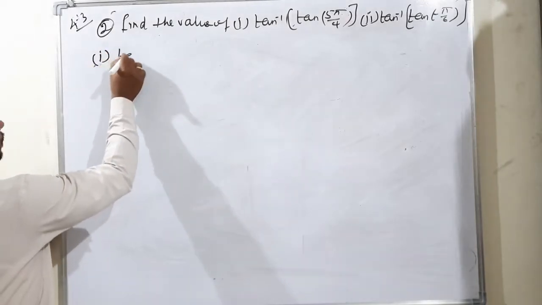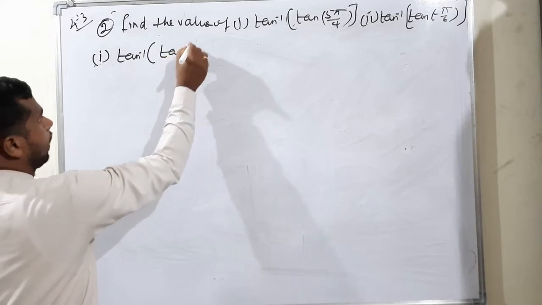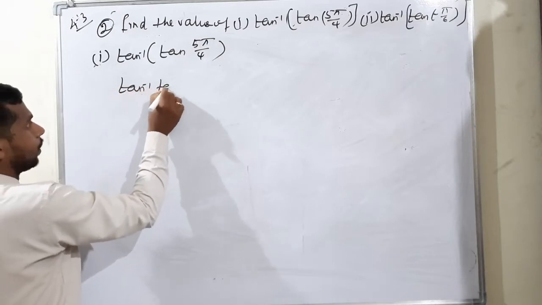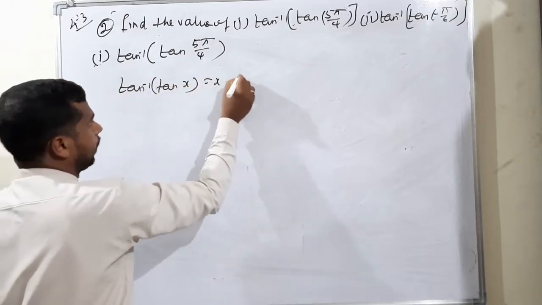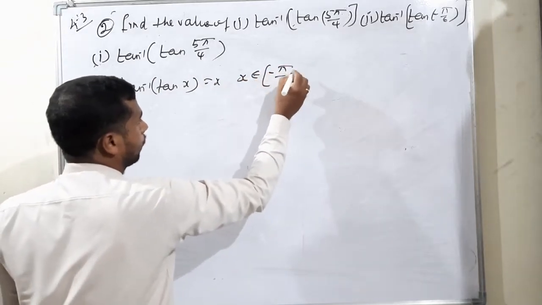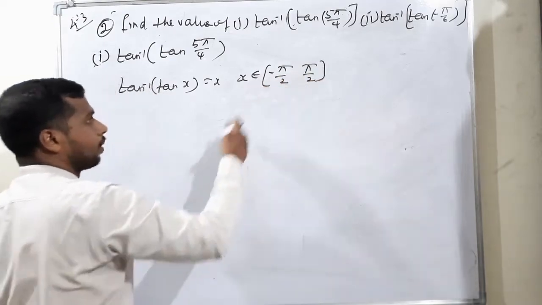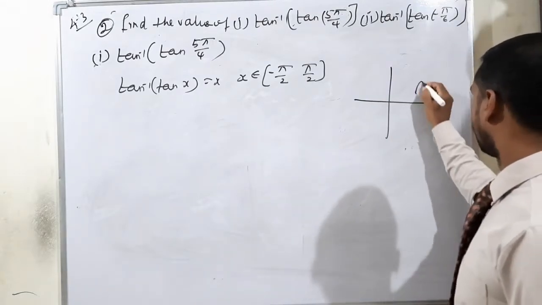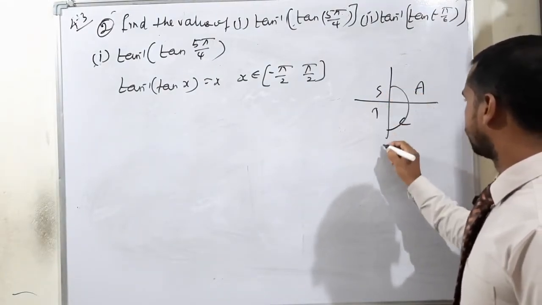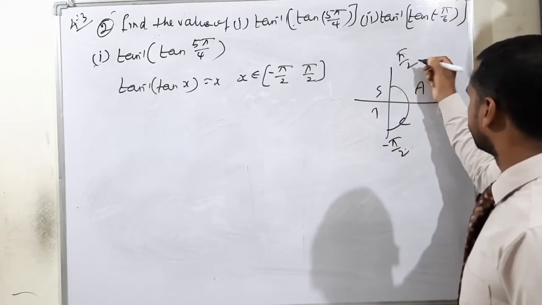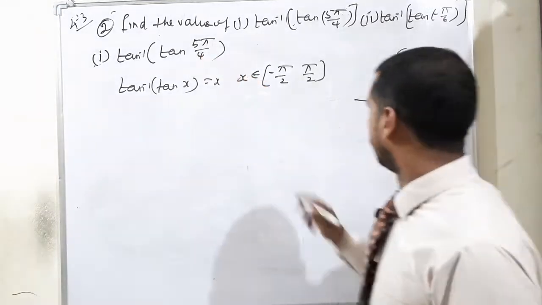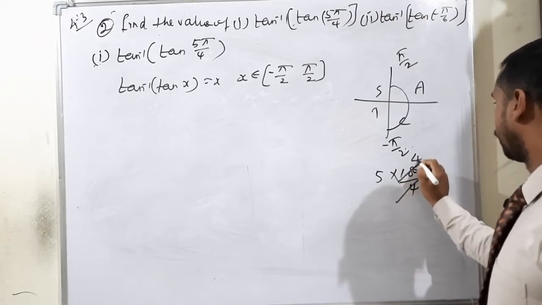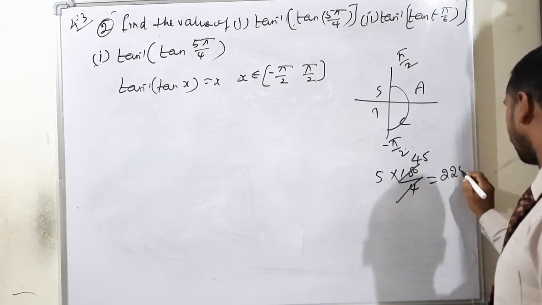Moving to subdivision 1, tan inverse of tan 5 pi by 4. The basic property: tan inverse of tan x is equal to x when x belongs to negative pi by 2 to positive pi by 2, that is, negative 90 to positive 90 according to the unit circle. But the given value, pi is 180, isn't it? 180 divided by 4 means 45, 5 into 45 means 225.